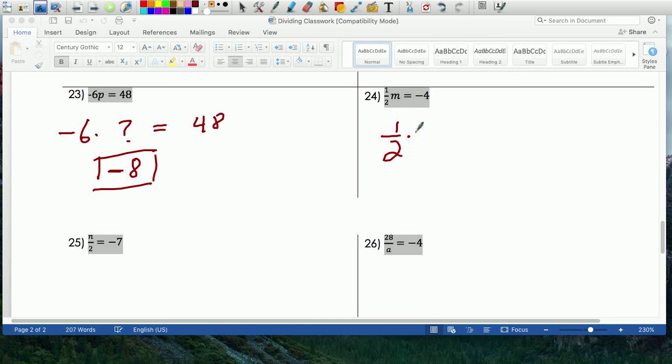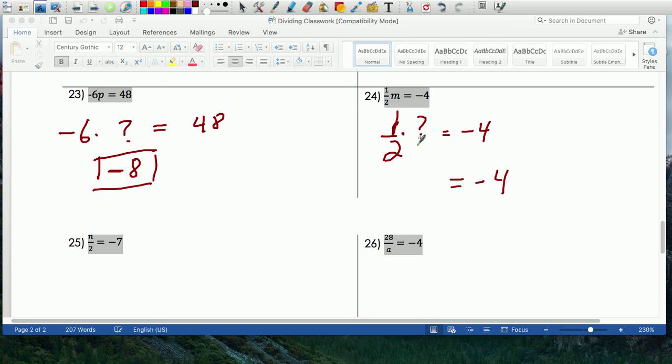Half of a number equals negative 4. Well, you're multiplying over here, right? 1/2 times a number equals negative 4. Well, half is positive. Let me replace the m with a question mark. So half of what number equals 4?